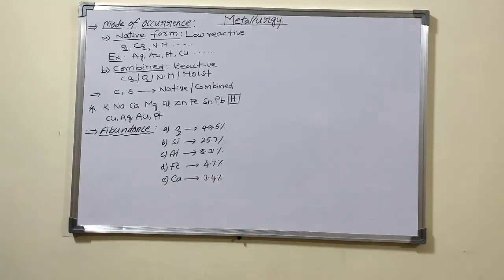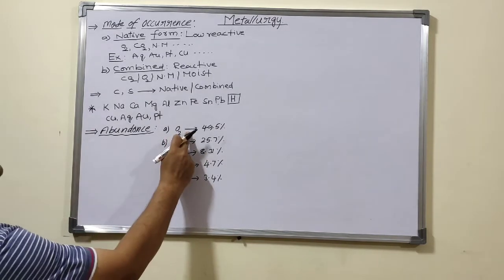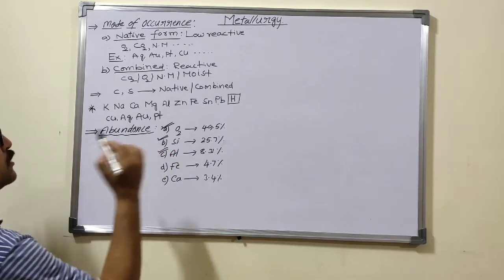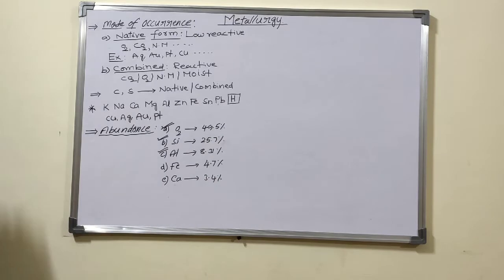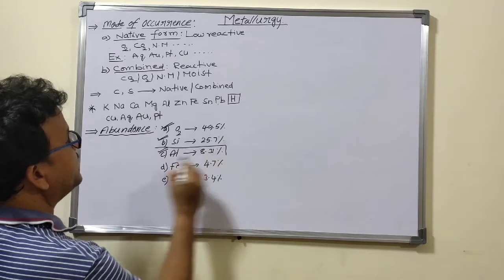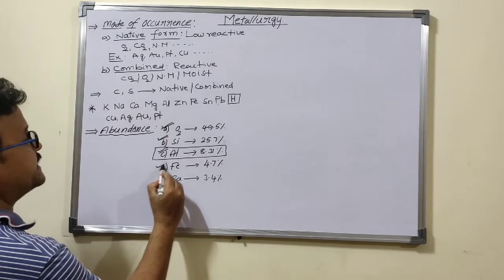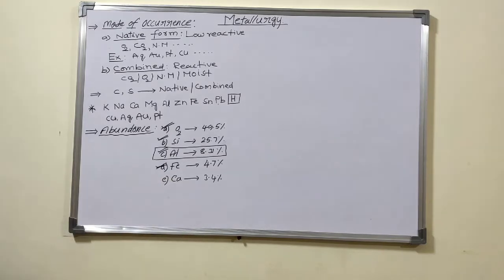This means in the earth's crust different elements exist in different ratios. The most abundant element is oxygen, the second most abundant element is silicon, and the third most abundant element is aluminium. The first three you have to remember. Among the metals, the most abundant metal is aluminium. Among the elements, oxygen; among the metals, aluminium. The second most abundant metal is iron.